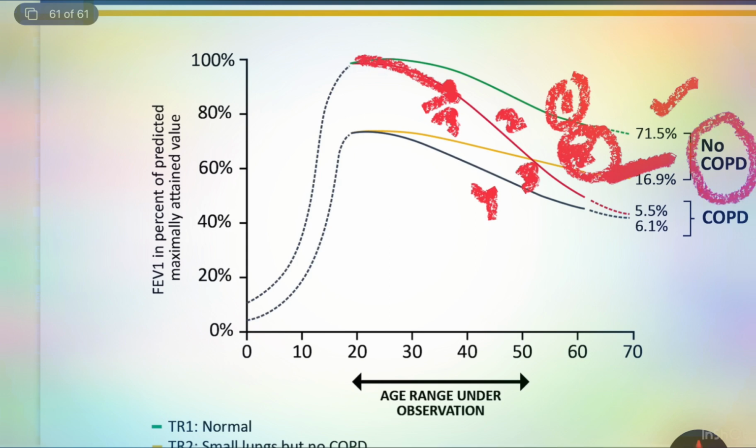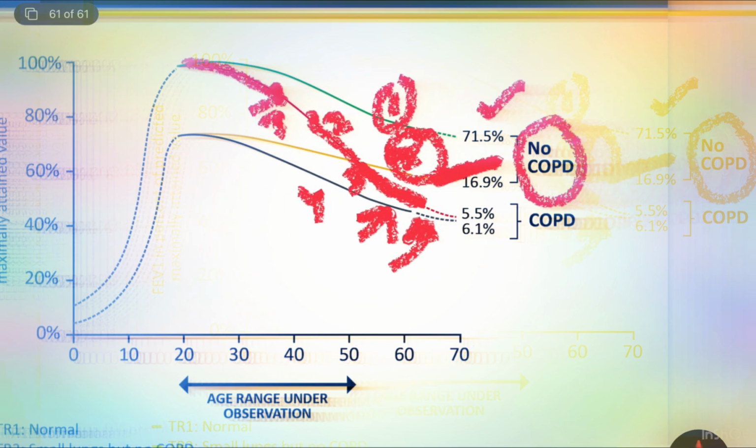Trajectory 3 is where the patient has normal lungs but the patient has COPD. And trajectory 4 is where the patient has small lungs and the patient has COPD.